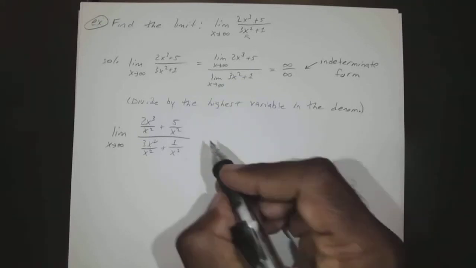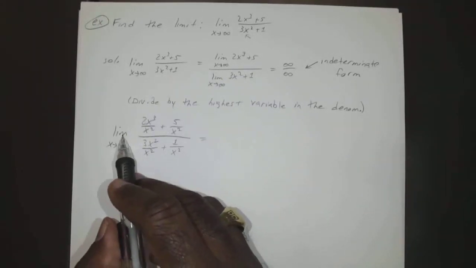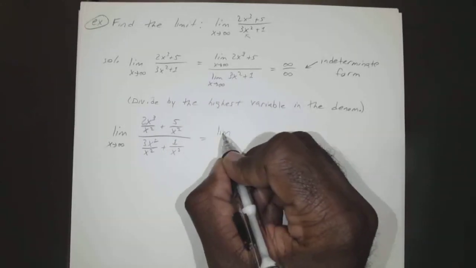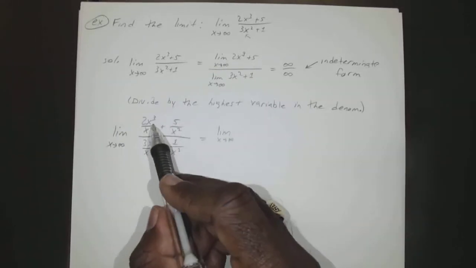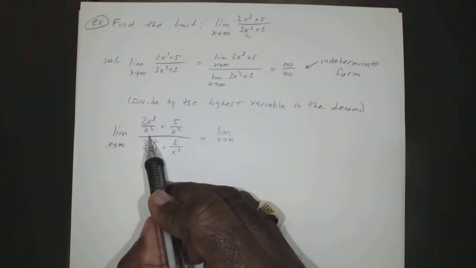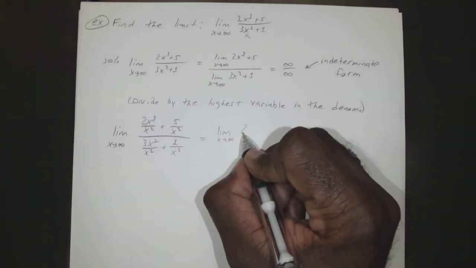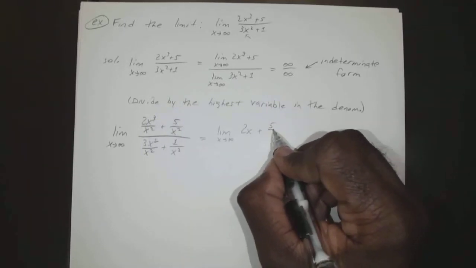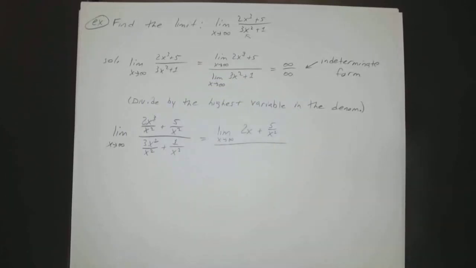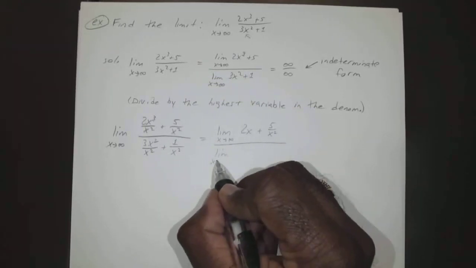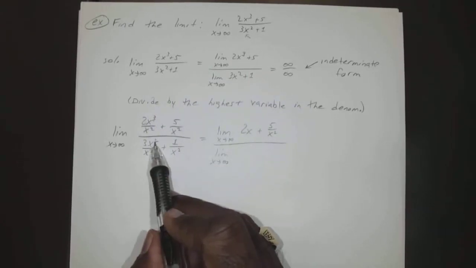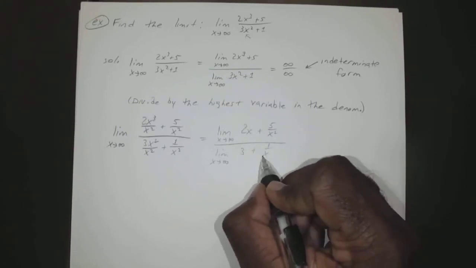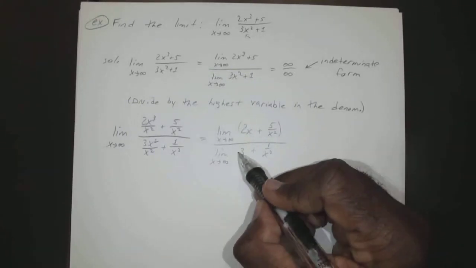Okay. So now you don't have to put the limit in both the numerator and denominator anymore, but if you wanted to, you could. You have the limit as x approaches infinity of 2x cubed over x squared, which gives you 2x, plus the limit of 5 over x squared, which stays 5 over x squared, over the limit as x approaches infinity of 3x squared over x squared, which is just 3, plus 1 over x squared.